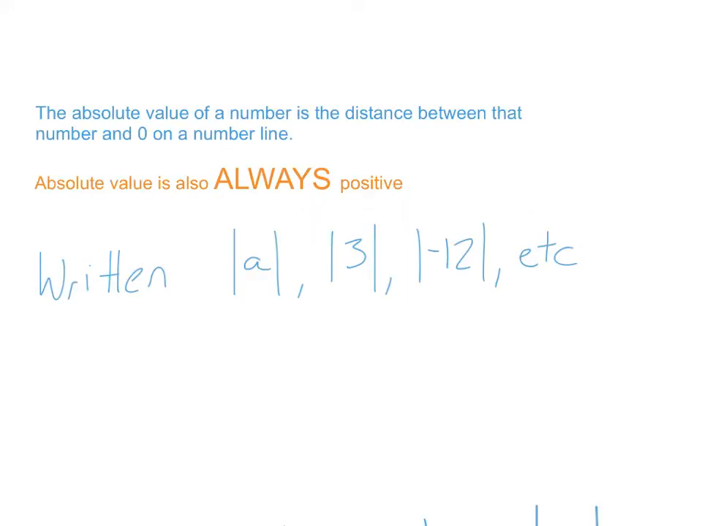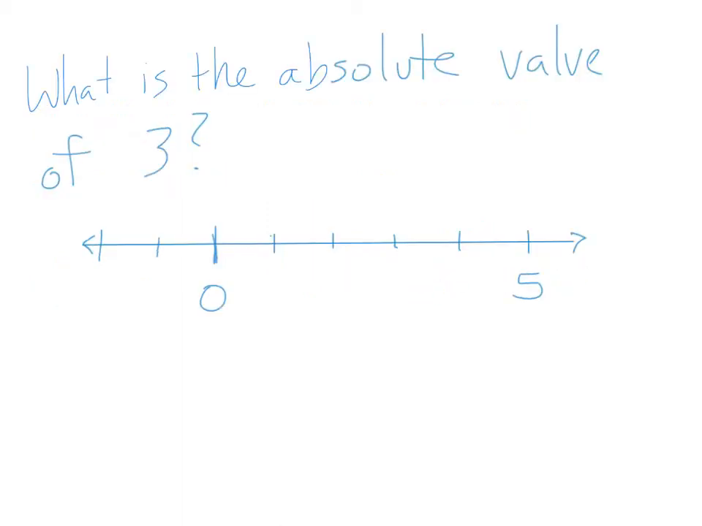Alright, absolute value is super easy. It is simply the distance between a number and 0 on the number line. So the absolute value of 5 is the distance between 5 and 0. Big thing to remember, absolute value is always positive, and we see it written like this. This would be asking what's the absolute value of a, what's the absolute value of 3, what's the absolute value of negative 12, etc.